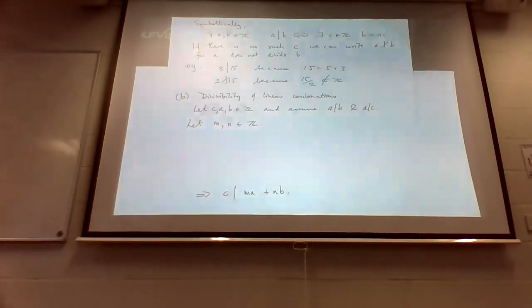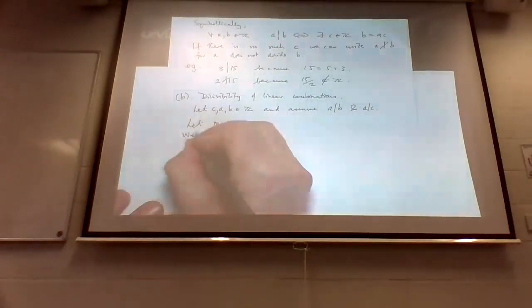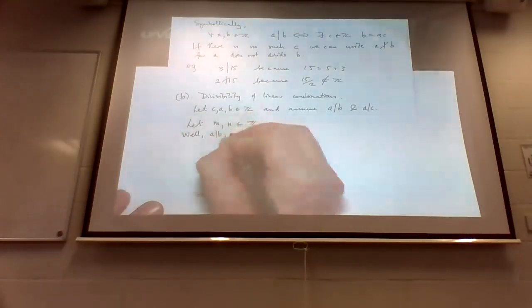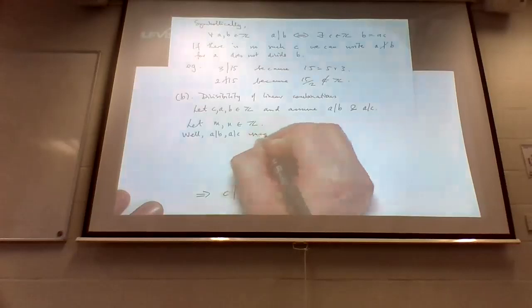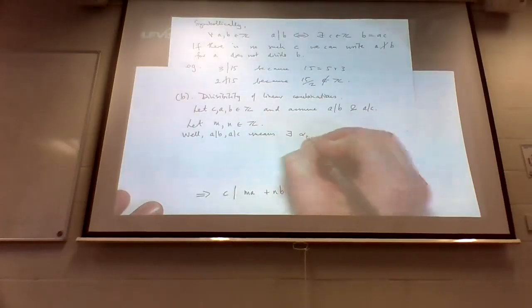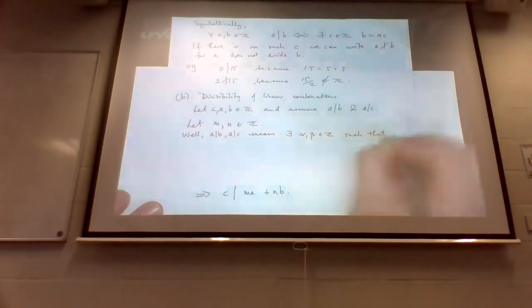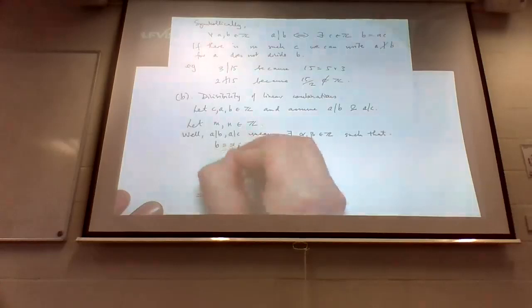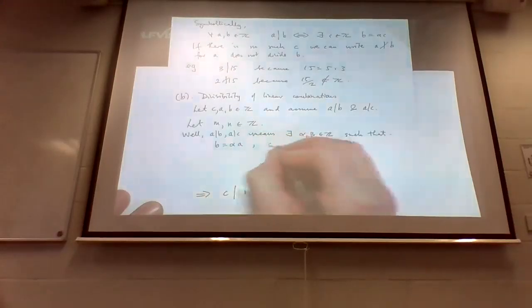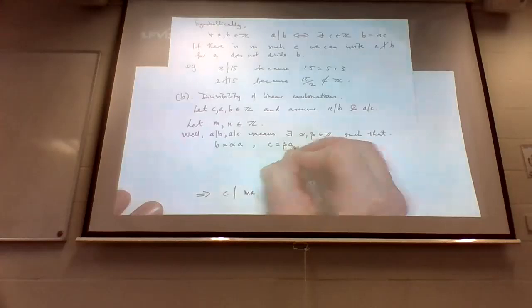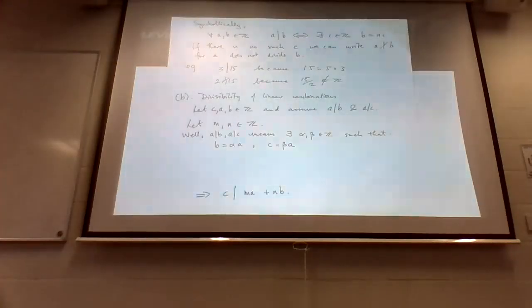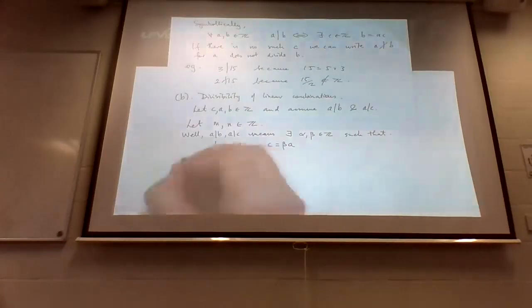Well, you could say that A divides B and A divides C means there exist two other integers, alpha and beta, with special properties such that B is alpha times A and C is beta times A.